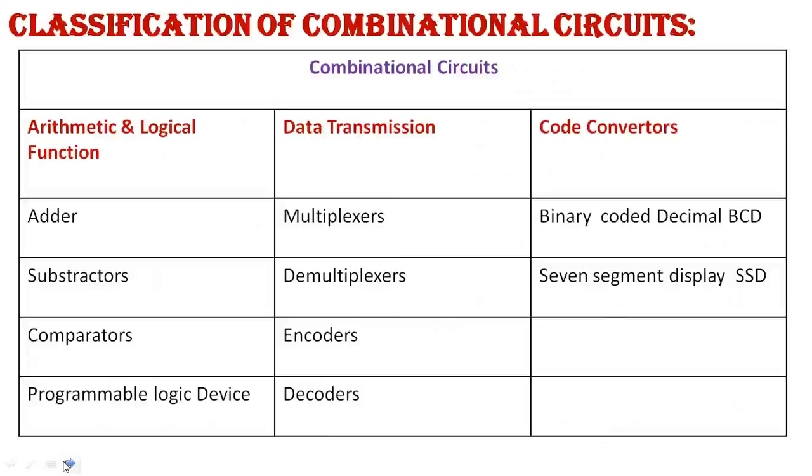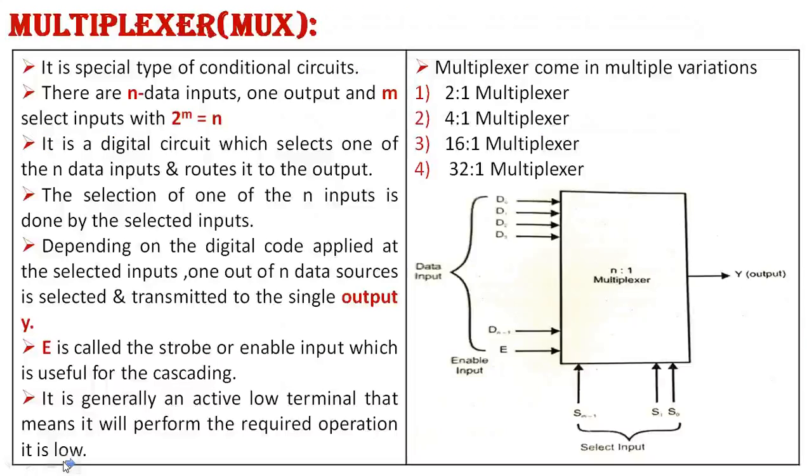Next one is the classification of combinational circuits. It is divided into three categories. First one is the arithmetic and logical function, second one is the data transmission, and third one is the code converter. Arithmetic and logical functions are divided into four categories: adder, subtractor, comparator, and programmable logic device. Data transmission is divided into multiplexer, demultiplexer, encoders, and decoders. And code converter is divided into binary coded decimal, that is the BCD, and 7-segment display, that is the SSD.